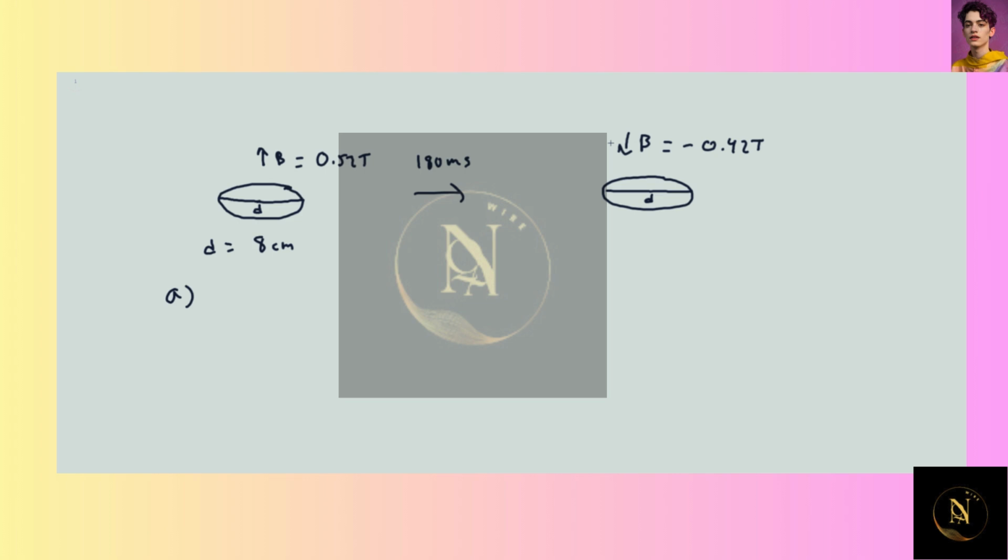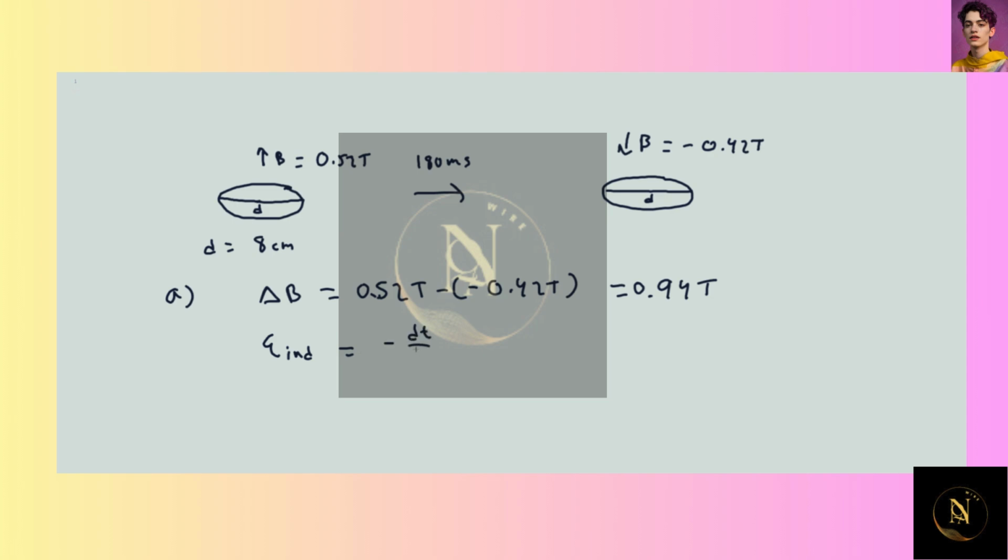The first thing we want to calculate is the total change in magnetic field strength. So the total change in the magnetic field strength is equal to 0.52 Tesla minus negative 0.42 Tesla, which gives us the total amount that the magnetic field has changed in strength, since it switches from a positive to a negative value. And this is equal to 0.94 Tesla.